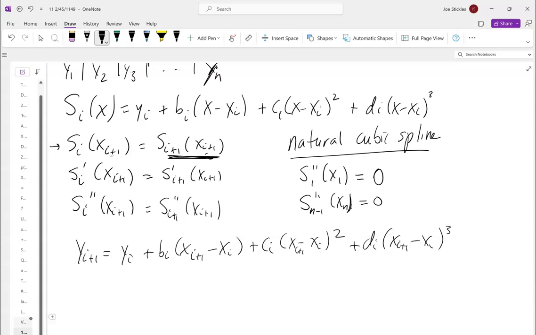To help us write this a little bit nicer, what I'm going to do is just subtract this over. I want to write this as y sub i plus 1 minus y sub i. I'm going to call that capital delta sub i for the left-hand side. Then on the right-hand side, we'll have b sub i times little delta sub i, plus c sub i times little delta sub i squared, plus d sub i times little delta sub i cubed.